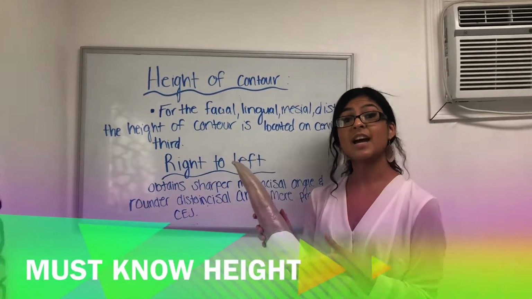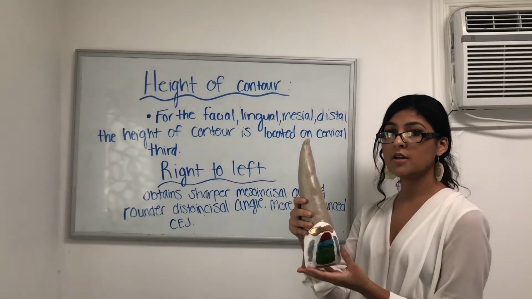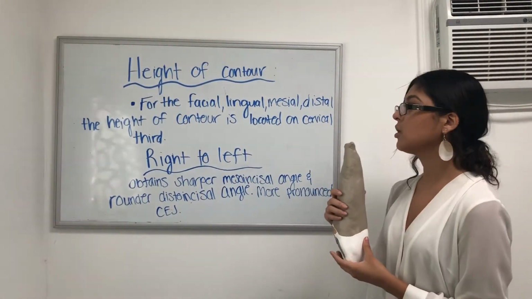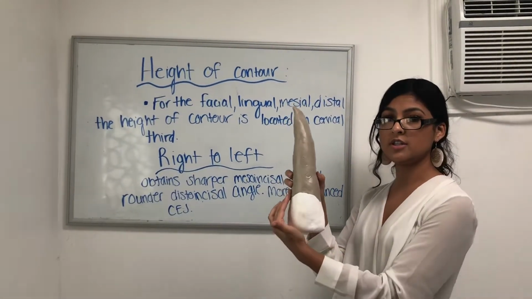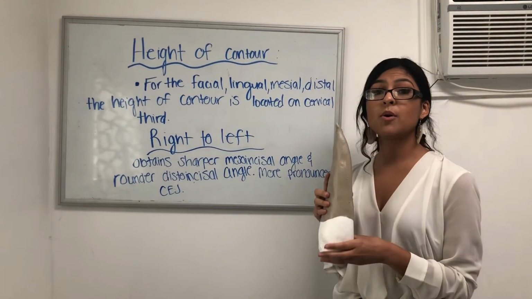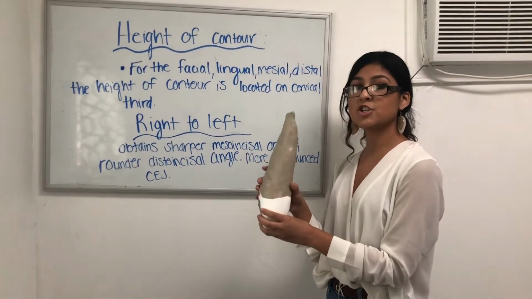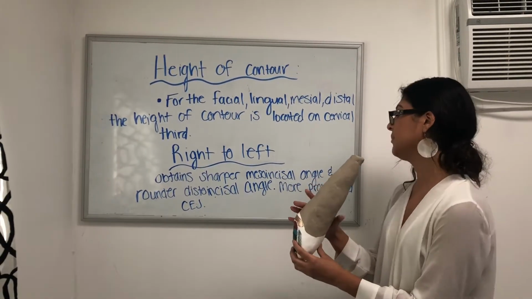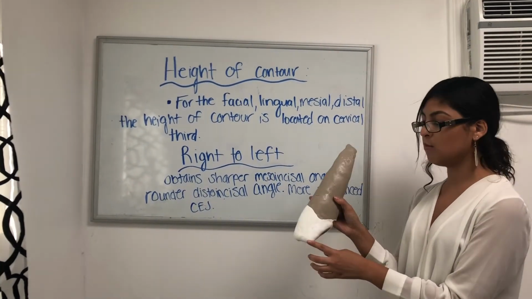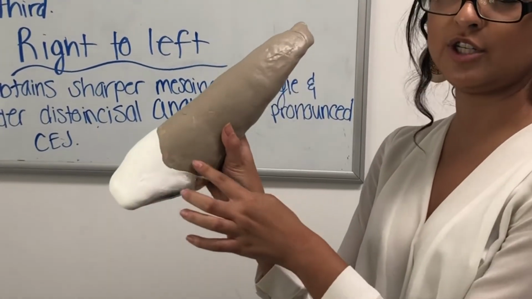And now discussing the height of contour on the tooth. For the facial, lingual, mesial, and distal, the height of contour is located on the cervical third. It pokes out right here, the bumps that come out the furthest. And again, I'm going to reiterate, distinguishing from right to left, it has a sharper mesio-incisal angle and a rounder disto-incisal angle, and a more pronounced CEJ curvature, which is located right here on the tooth.